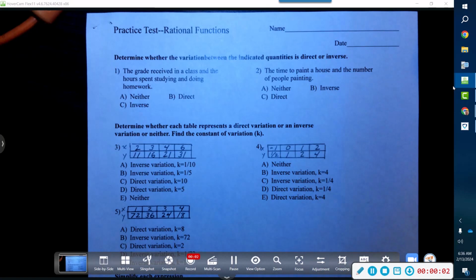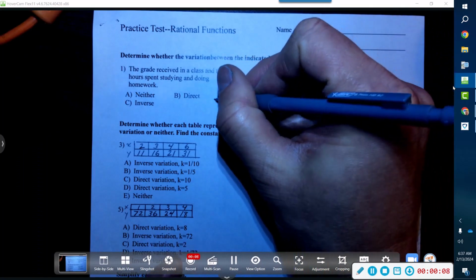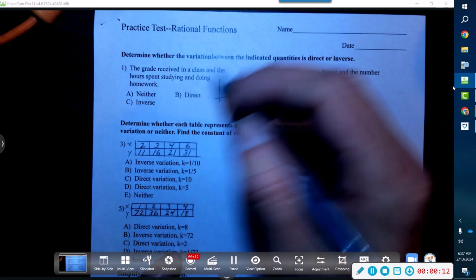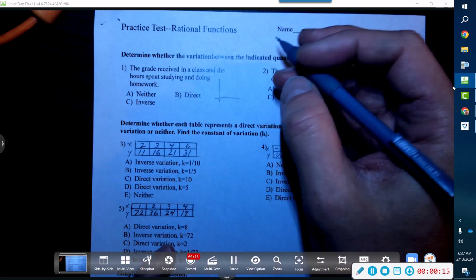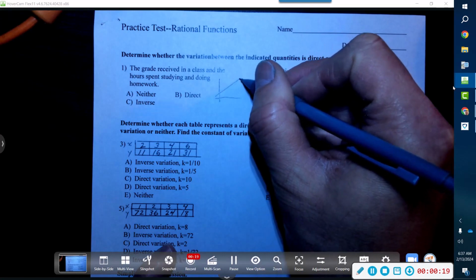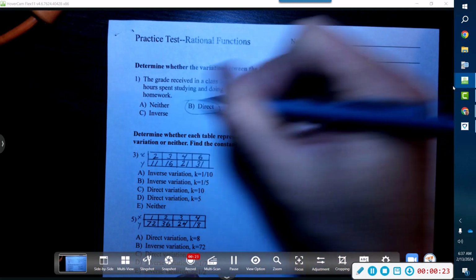Number 1, the grade received in a class and the hours spent studying and doing homework. Well, if you think about it, if I increase my hours spent studying and doing homework, then you probably are going to increase your grade. So that would be a direct.